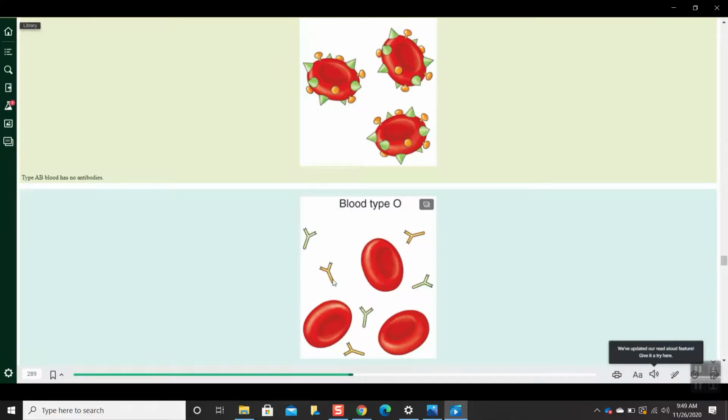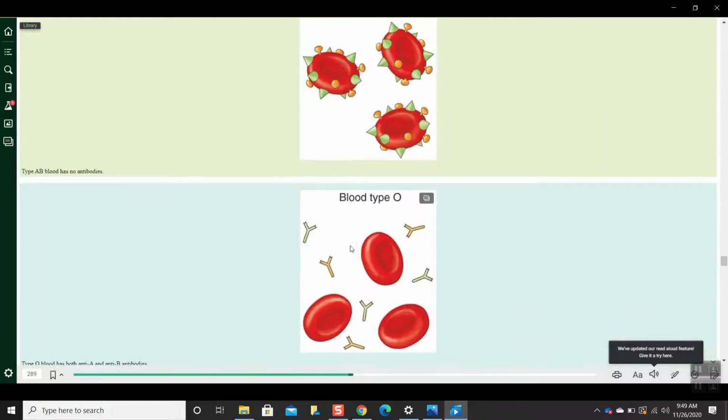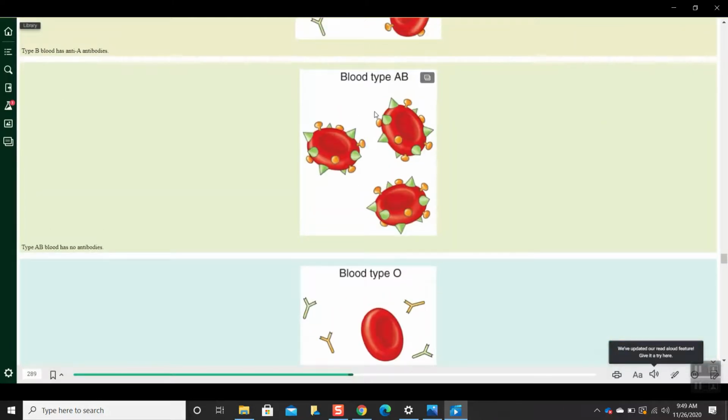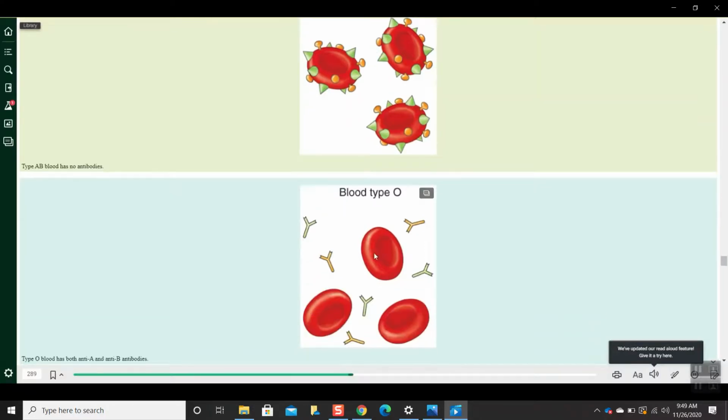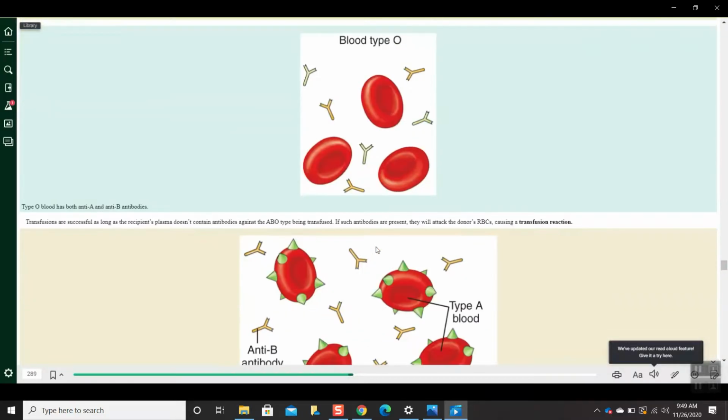I said it incorrectly for type AB. Type AB has A and B antigens on the red blood cell, and it has no antibodies in the plasma. Type O has no antigens on the red blood cell, but they have A and B antibodies in the plasma.